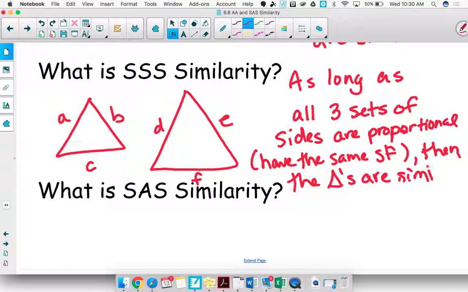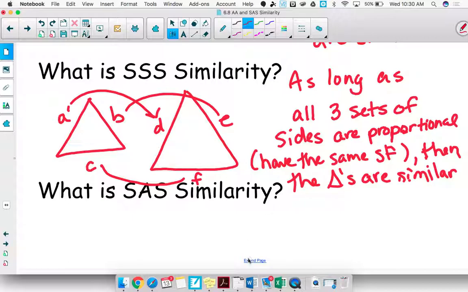This one says we don't even have to know anything about the angles. We should just be able to match up the sides. Whatever we multiply by to get from A to D, that has to be the same as what it is from B to E, the same as what it is from C to F. The easiest way to check it is to write some ratios and see if they reduce to the same value. We'll do a few of those in just a minute.